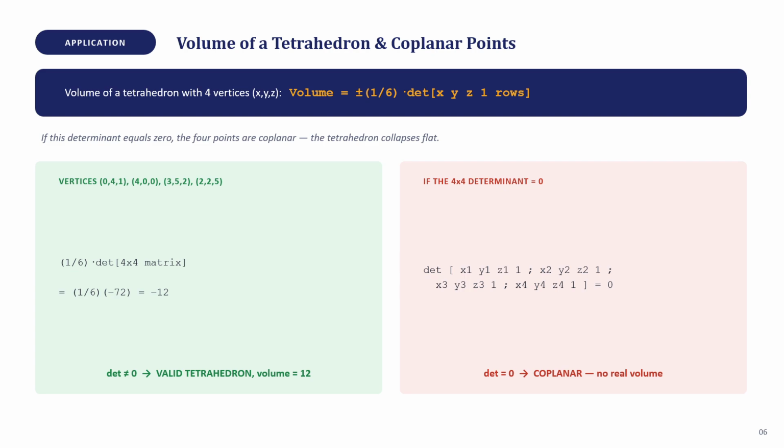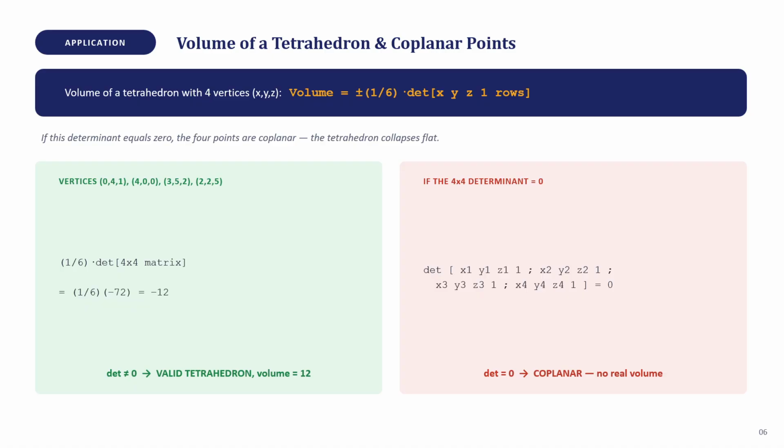The volume of a tetrahedron with four vertices x, y, and z. If you find the volume, that will be 1 over 6 multiplied by the determinant with x, y, and z in the first row. This determinant equals 0 if the points are coplanar. The tetrahedron is not just flat.